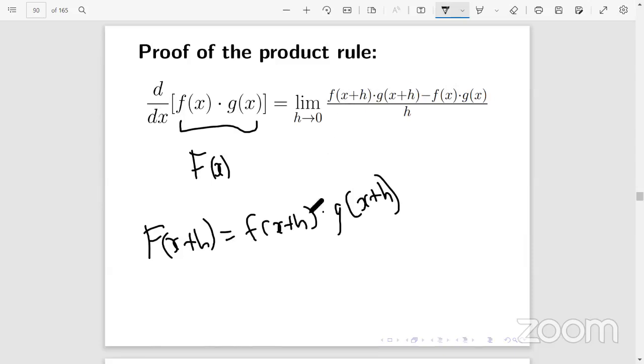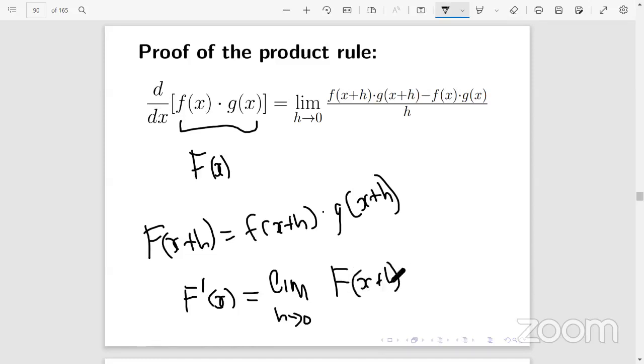And remember that we said capital F prime of x, by the definition, will be given by the limit as h approaches 0 of capital F of x plus h minus capital F of x, and this is all over h. This is the definition of a derivative. So capital F of x will be the same thing as f of x times g of x, of which that's what we have here.